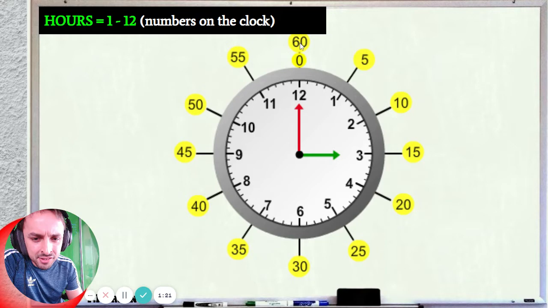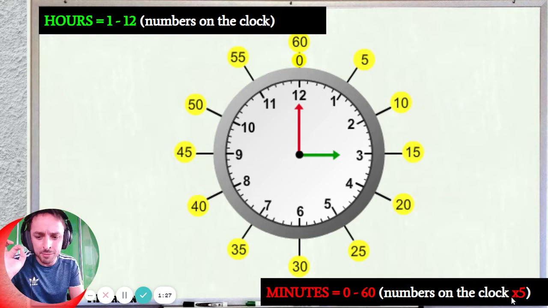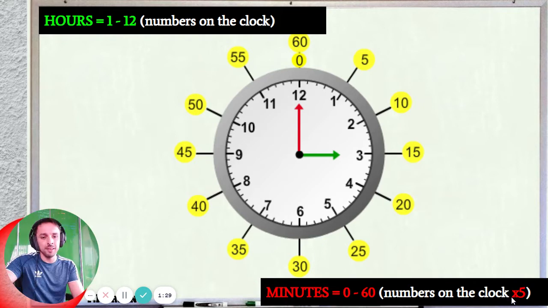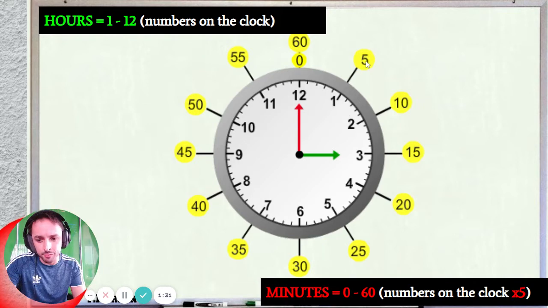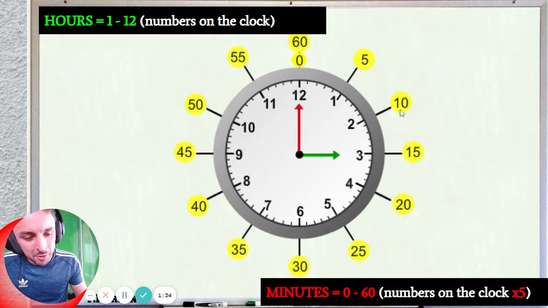Then we have the minutes. There are 60 minutes on the clock. So the minutes are the numbers on the clock times 5. Like 1 times 5 is 5. 2 times 5 is 10.